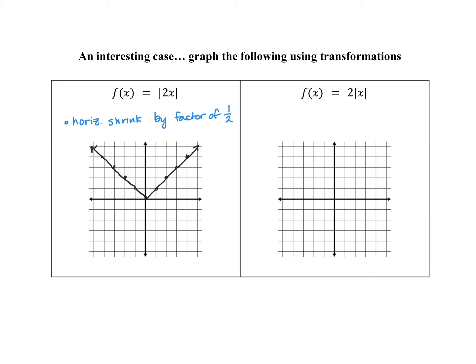So imagine we're graphing this using transformations. Since it's a horizontal shrink by a factor of 1/2, all of our x values would get multiplied by 1/2. So let's see what that would look like. So again, all of my x values have been multiplied by 1/2.